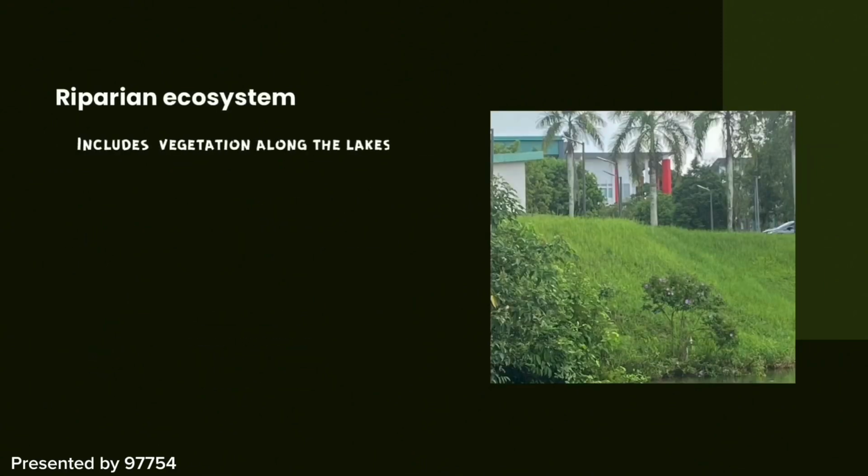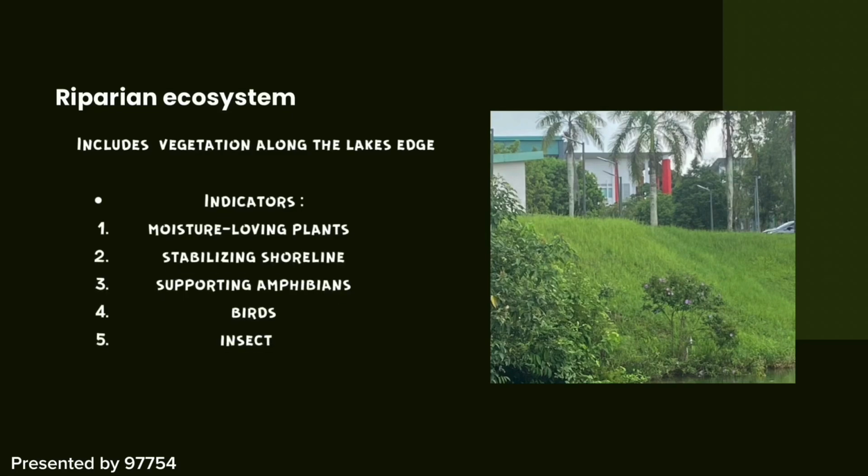Next, riparian ecosystem. Plants along the lake's edge stabilize shores, clean water, and provide homes for many animals. Plants like reeds and willows support frogs, birds, and insects, showing how important shoreline plants are for a healthy ecosystem.